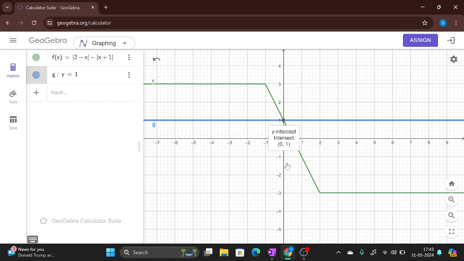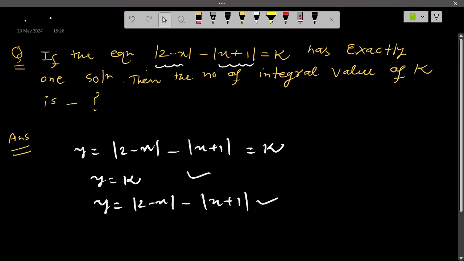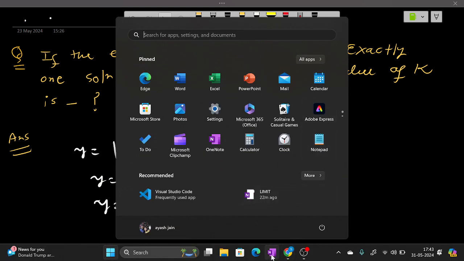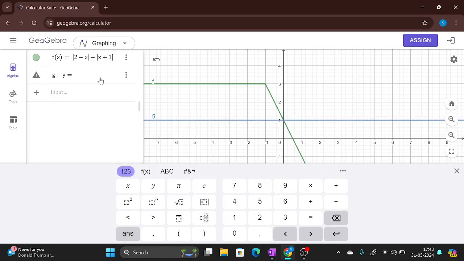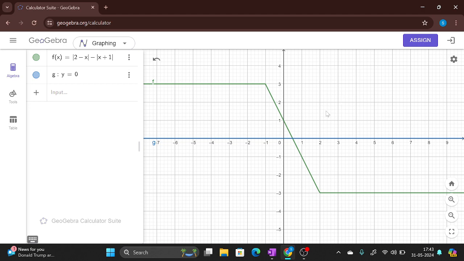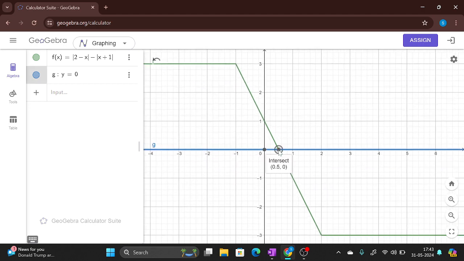Okay. Now if you come back to the question, exactly one solution, then the number of integral values of k. We want only one solution. So therefore k equals 1 is correct. From the graph it is clear that k equals 1. Let me change this one to k equals 0. Is there still one intersection point? Yes, only one intersection point, this one. So again, yes, 0 is also acceptable because k equals 0 is an integer. So it is also acceptable.